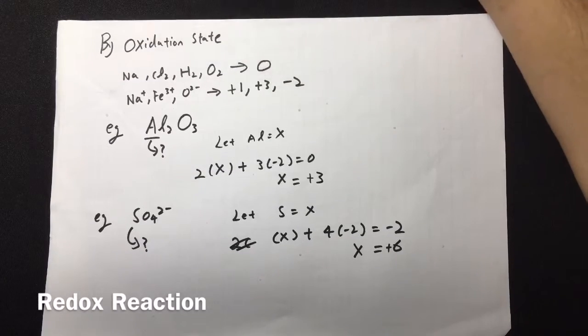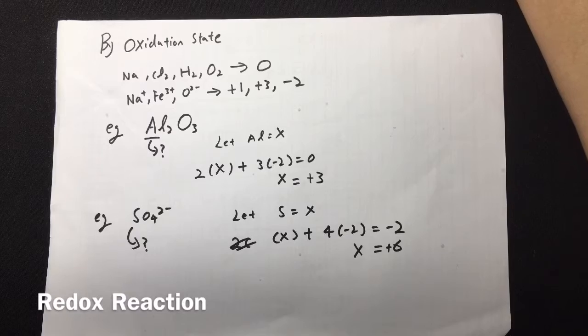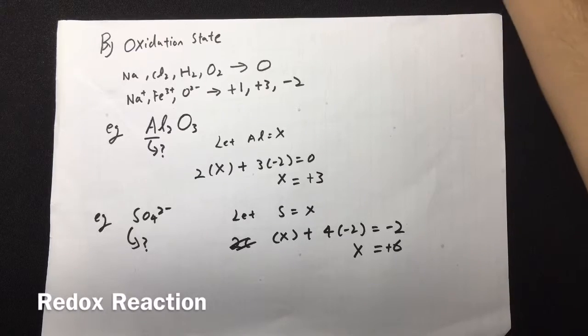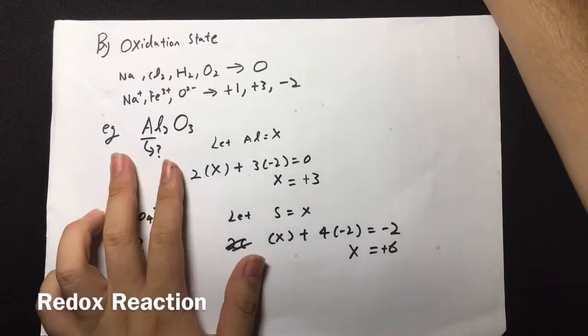But you cannot assume it in the situation where you want to find the oxidation state of an individual element in a compound, because sometimes you might not be correct due to the circumstances that the compound is in. It might not be in the oxidation state that you have pre-assumed. So now let's look at an example.